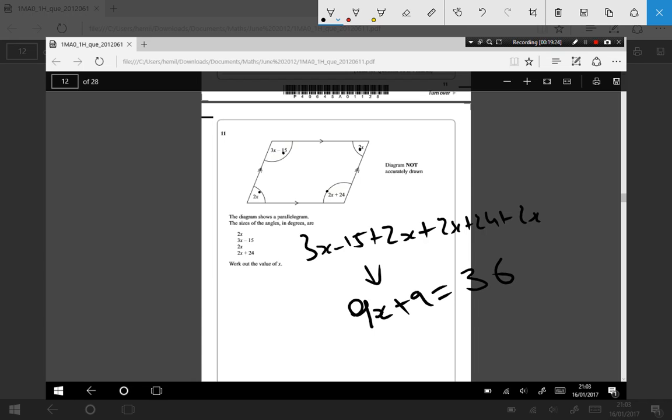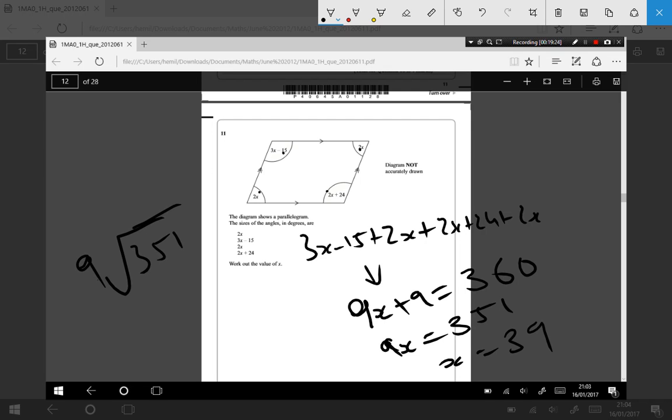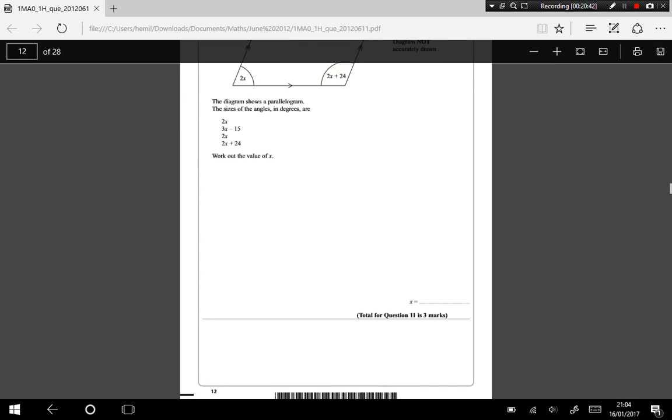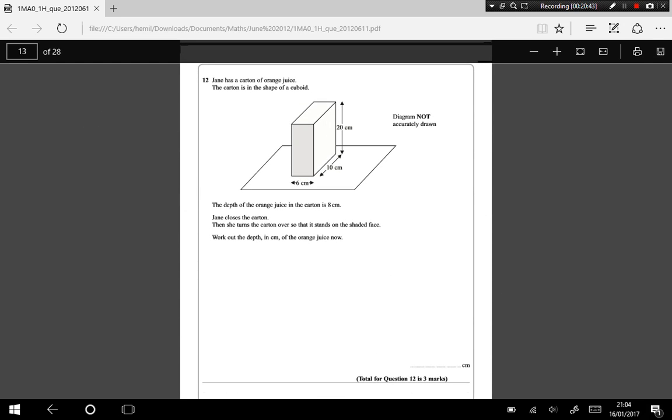And you know that all is equal to 360. So 9x would be equal to 351. And so x would be 351 divided by 9. Well, you know 9 times 4 is 360, so 39 times 9 would make 351. For those that don't get it, just do it like the bus stop method. It's a pretty useful way to solve it. So 9 times 3 is 27, so you have 8 remaining and 9, so 39. So that's how I got 39, and the value of x is 39, and it's worth 3 marks. So it's fairly straightforward if you understand the question.